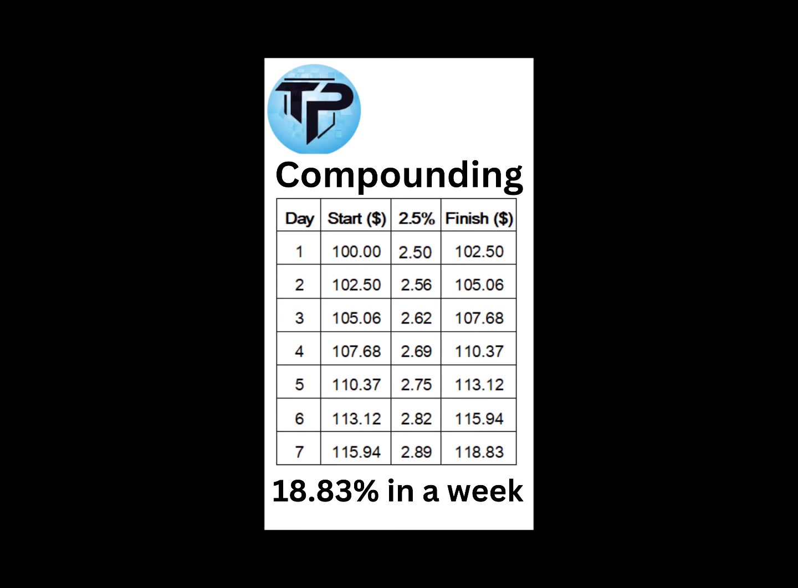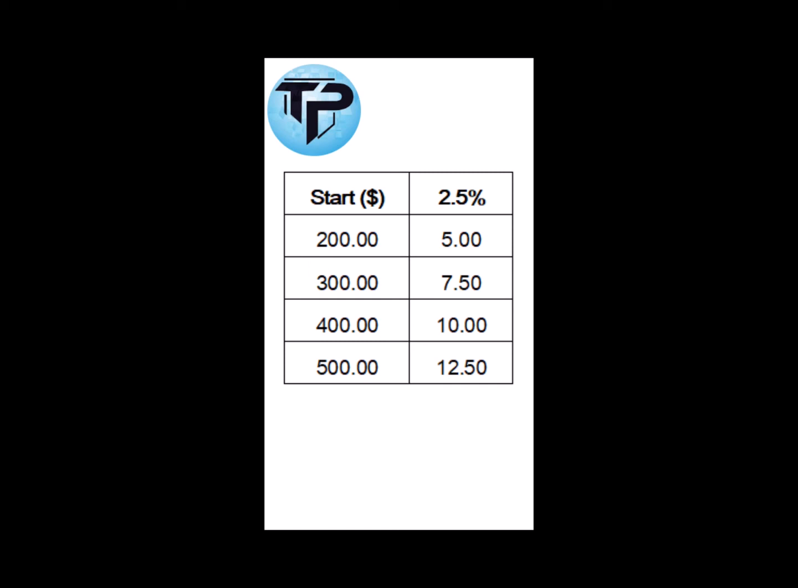I'm not going to go through this day by day for all the 7 days, but if you look down the third column, the 2.5% column, you can see each day the amount you make increases. By the end of the week, you've made 18.83% in a week. So we looked at it with $100. When you get up to $200, you're making $5 a day. On $5 a day, that takes you 20 days to make your next $100.